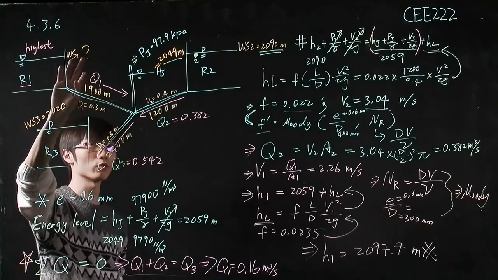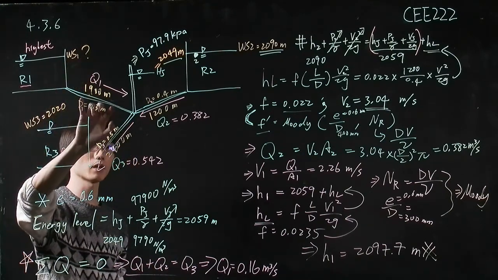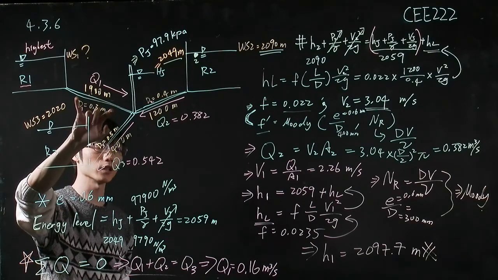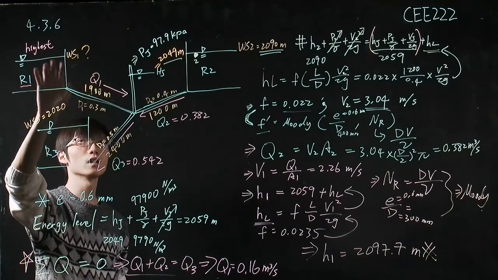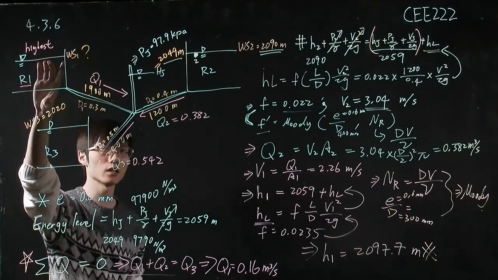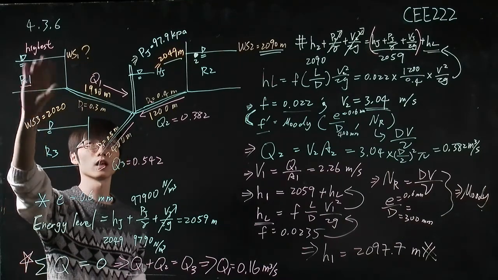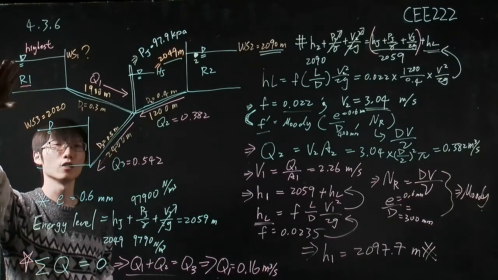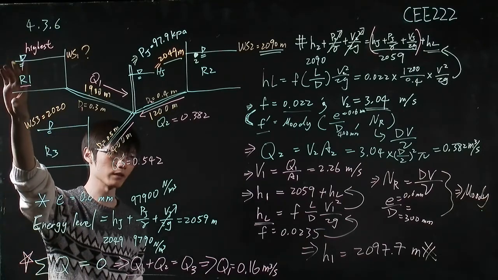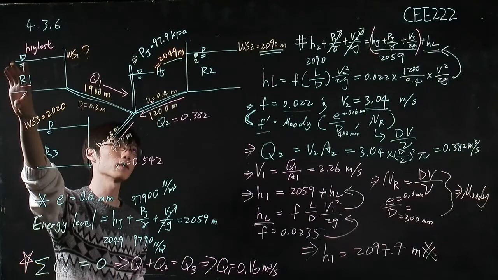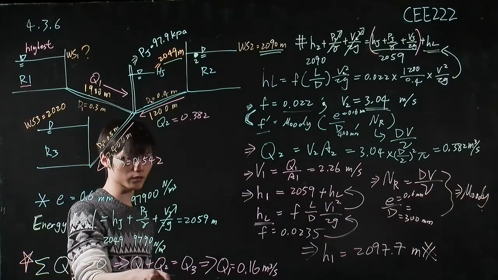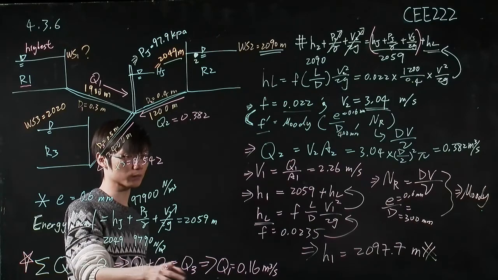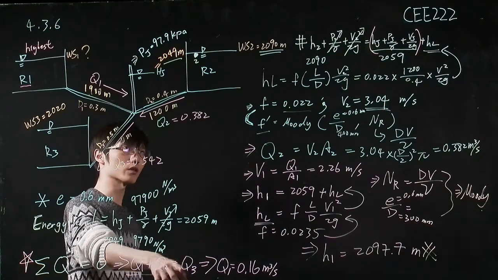And then if we know the Q2 and Q3 flow rates, we can calculate Q1. And if we know Q1, we know the velocity inside this pipeline. So if we know the velocity inside this pipeline, we can further use the energy balance equation to calculate the height of the water level inside reservoir 1. So that's back to our original problem. So let's go back to solving Q2 and Q3.